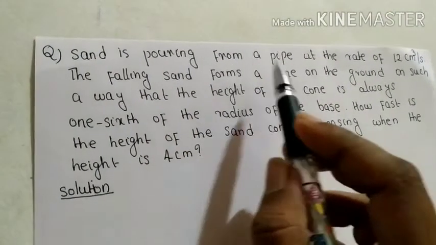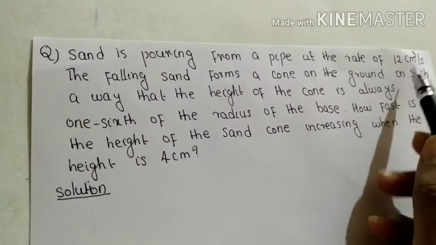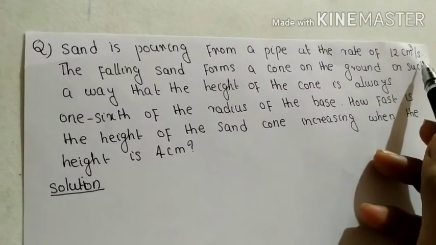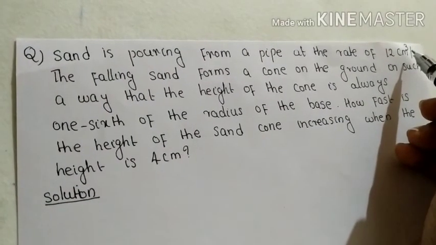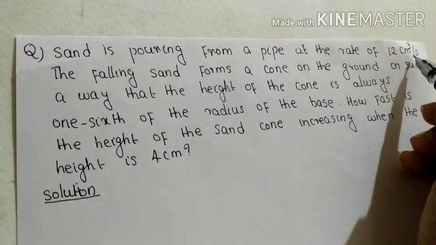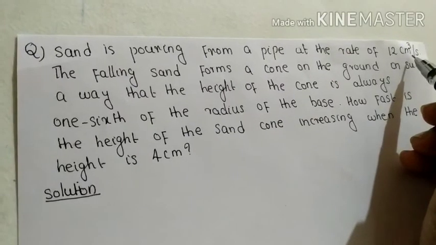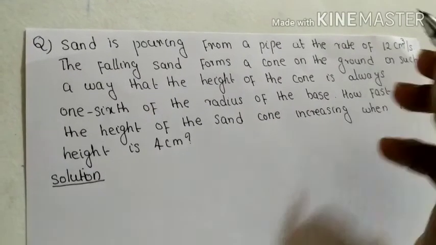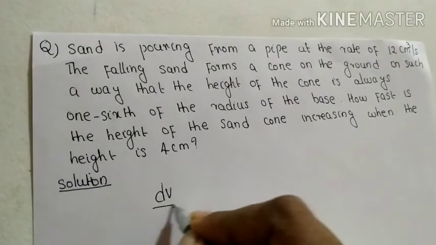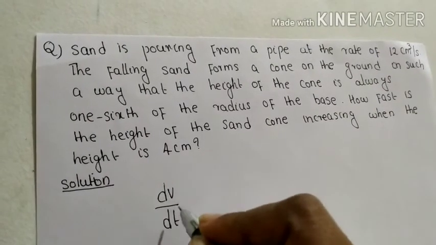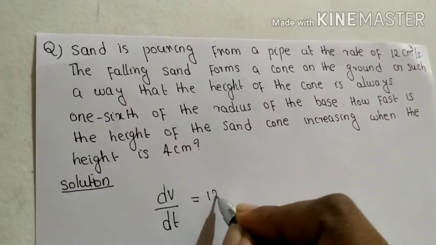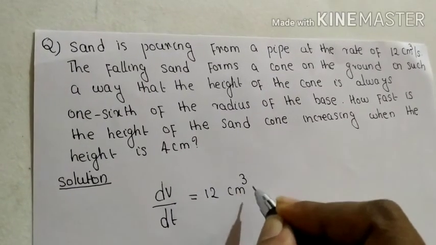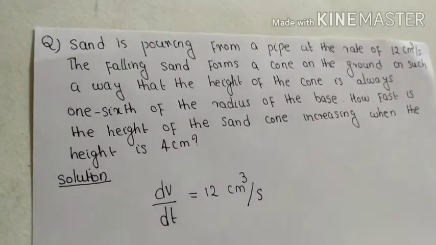Sand is pouring from a pipe at the rate of 12 centimeter cube per second. So note that this cube gives the information that this is the volume. Okay, so it gives that dV by dt, that is rate of change of volume with respect to time, is given as 12 centimeter cube per second.